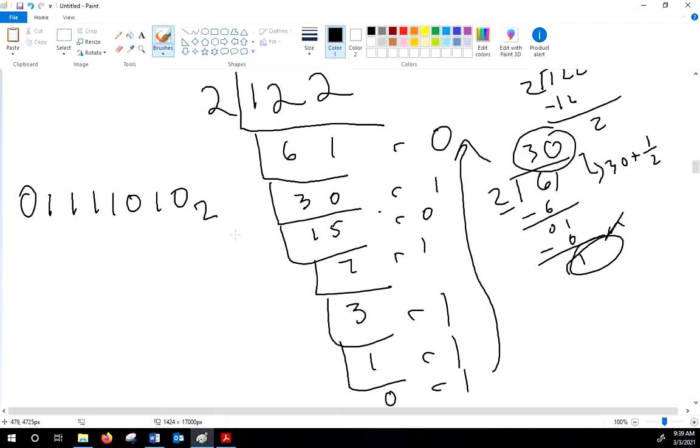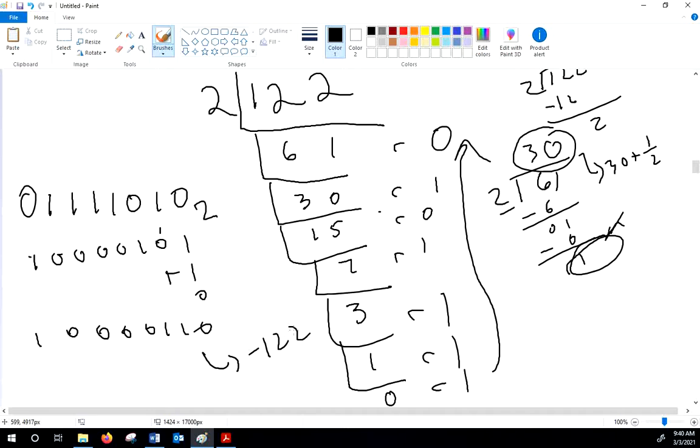If you want to find negative 122 in binary, find positive 122 and then flip all the bits and add 1. So it's 1000110. This number must be negative 122. So anytime you want to find a negative number in binary, find the binary for its positive number and then flip all the bits and add 1.